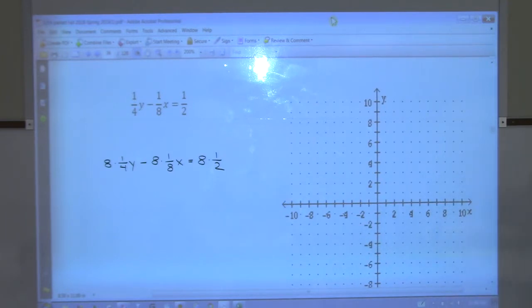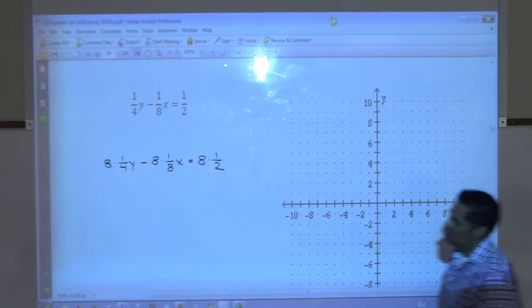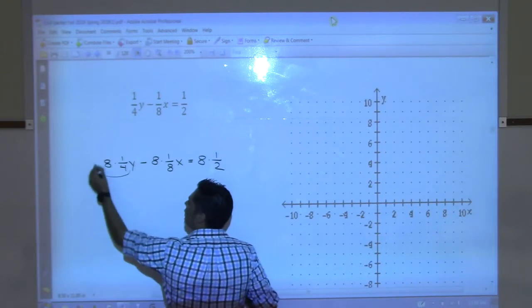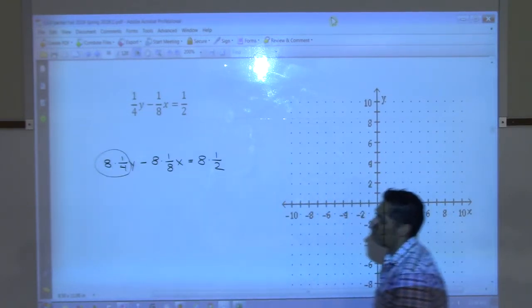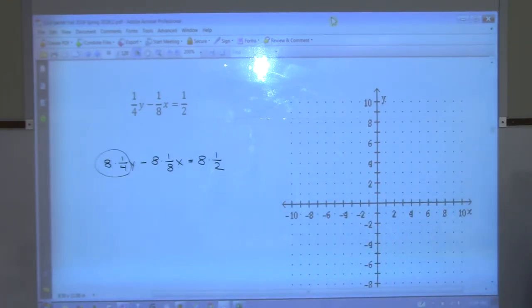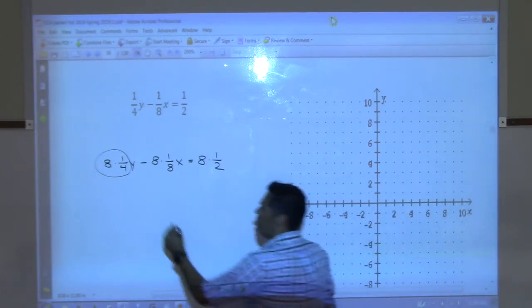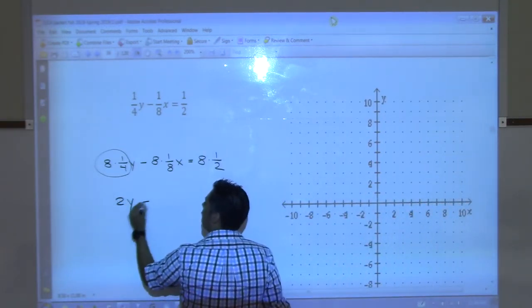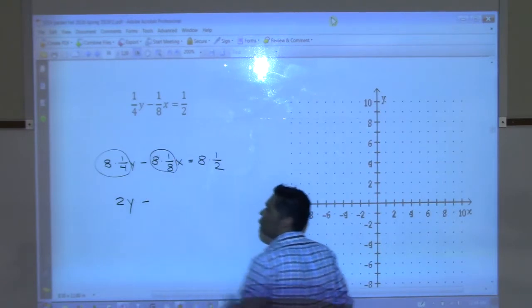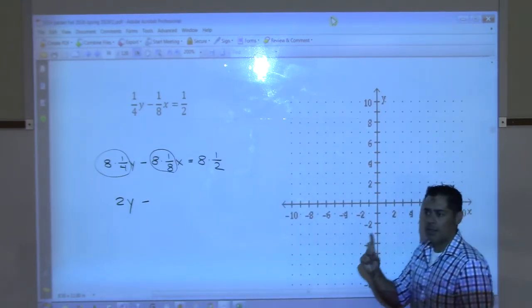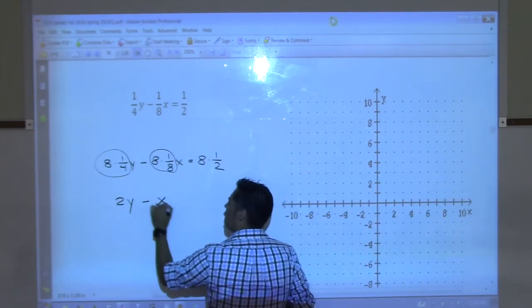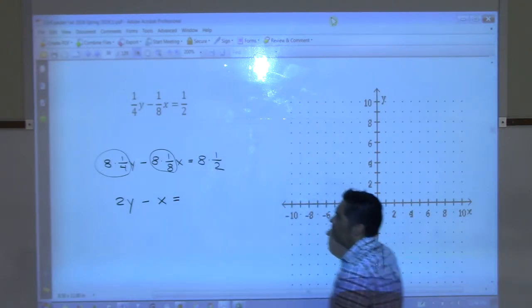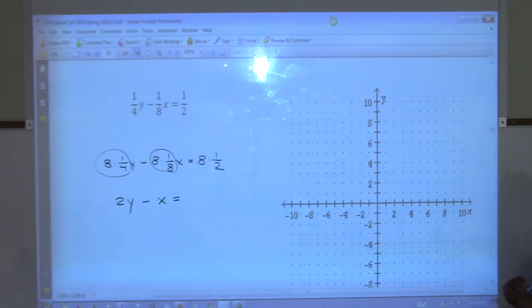Why am I doing that? What happens here? What does that really become? 8 over 4, which is 2, right? So this is 2y. Okay, minus, now what about this? That becomes 8 over 8, which is 1. So that's just 1x. And then equals here, what's that become? 8 over 2, which is 4, right?